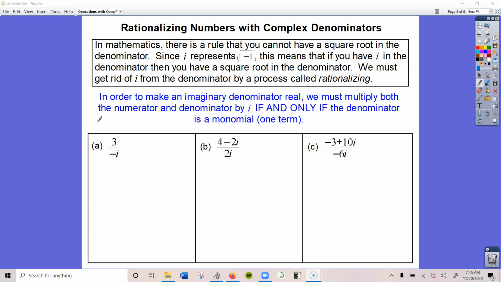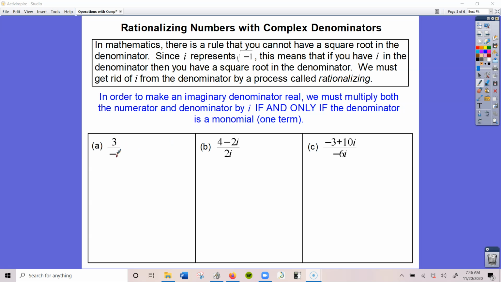So if you have a fraction, remember that fractions are parts of a whole. And if we have an imaginary number in the denominator, that's not a whole number. So we're trying to make this into a whole number. Now we have 2 scenarios. We have when we are looking at a fraction, or when we're dividing complex numbers, and we have a monomial in the denominator. A monomial, please remember, is one term.